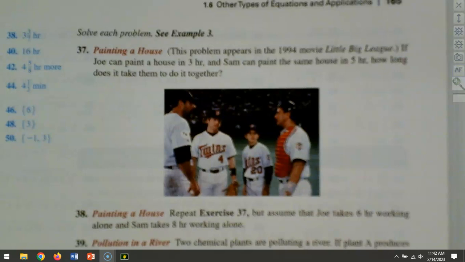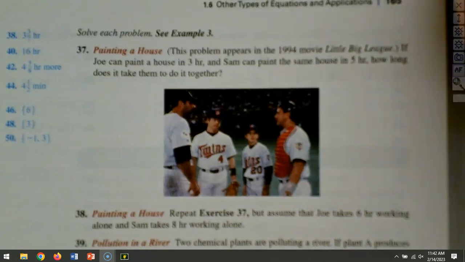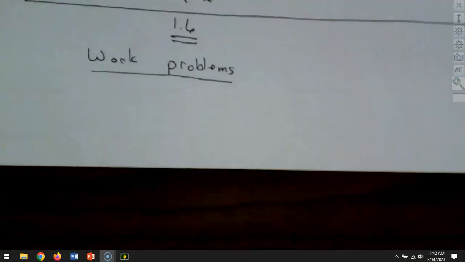Now, I can't just add the 3 and the 5 together because that doesn't work, because think about what we've got. 3 is a smaller number, but Joe's painting it faster. It's opposite. That's why we have to use reciprocal. That's why we have to figure out how much work is done per hour so we can add them together. It's actually very, very easy to set up and to work through.